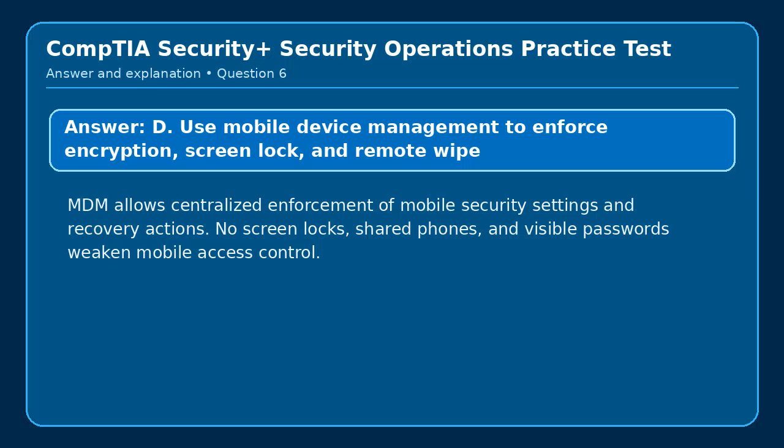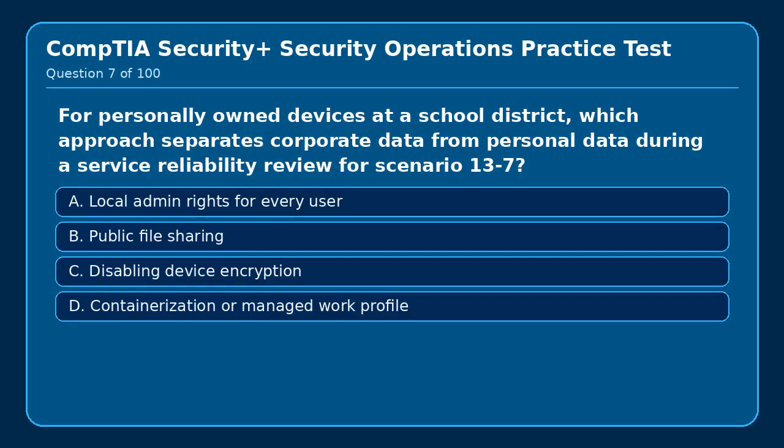Question 7. For personally owned devices at a school district, which approach separates corporate data from personal data during a service reliability review for scenario 1? A. Local admin rights for every user. B. Public file sharing. C. Disabling device encryption. D. Containerization or managed work profile. Take a moment to choose your answer.